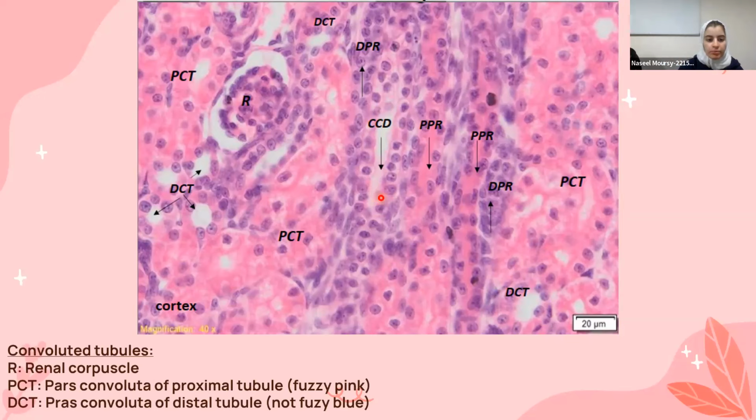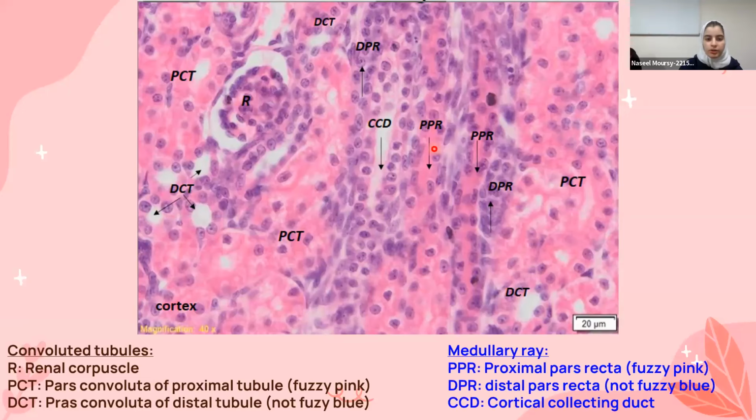So these are just the labels. R is renal corpuscle, proximal convoluted tubule, or pars convoluta of proximal tubule, and pars convoluta of distal tubule. Then we go to the medullary ray. We have proximal pars recta, distal pars recta, which is bluish, this one's pink, and we have the cortical collecting duct. Is that clear?